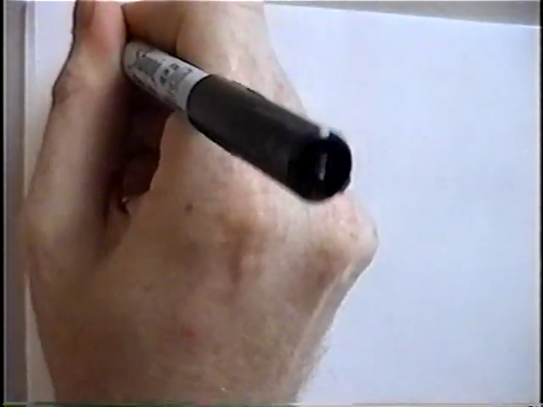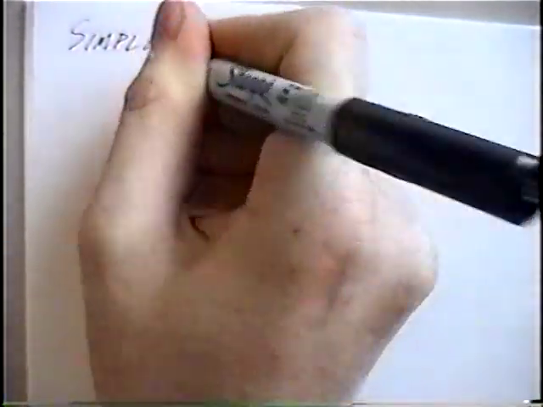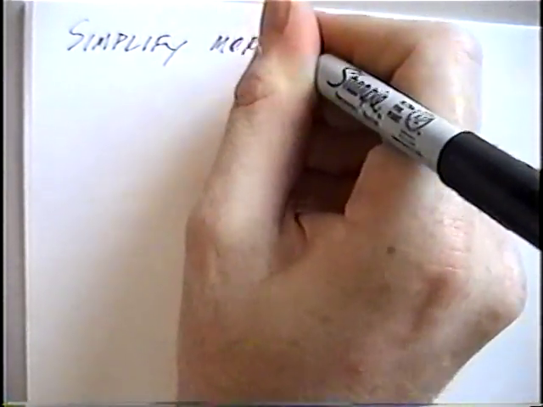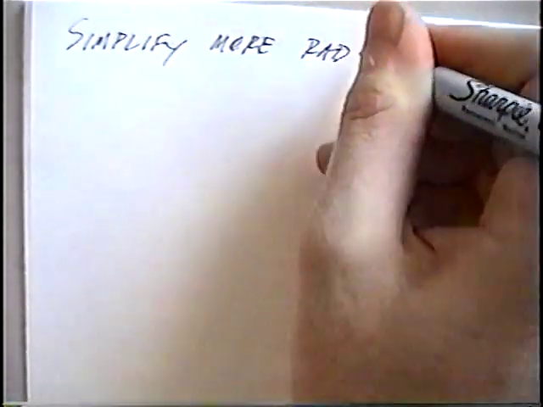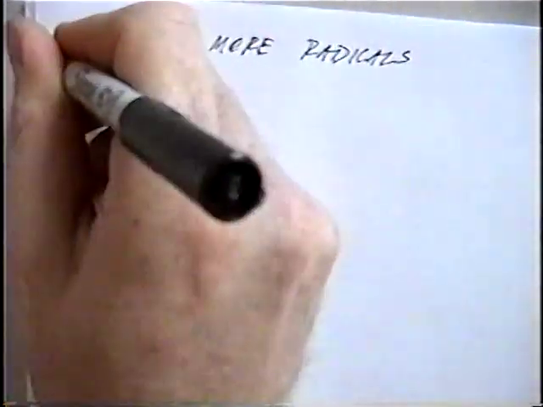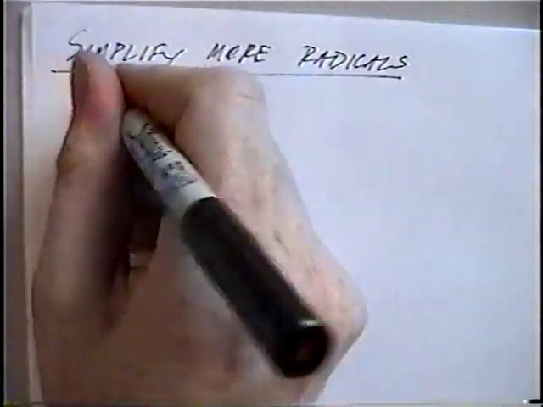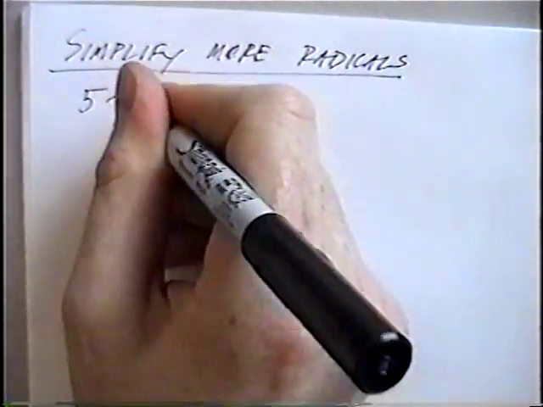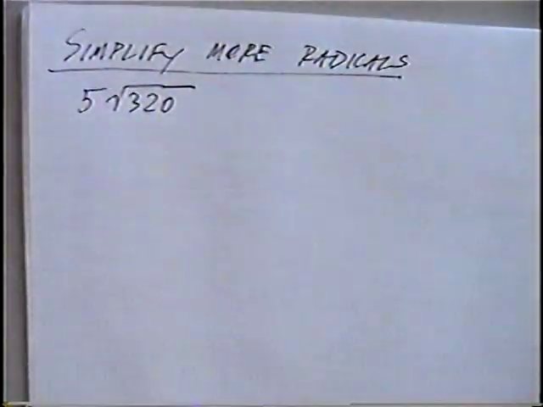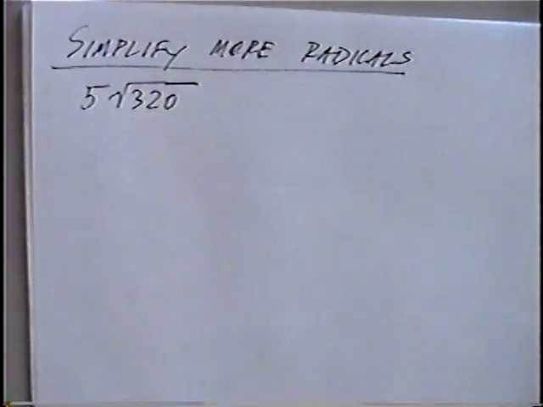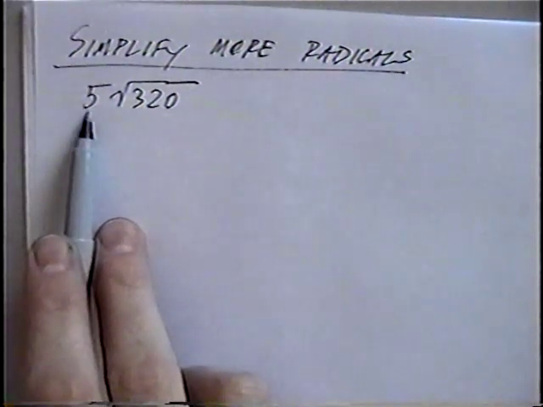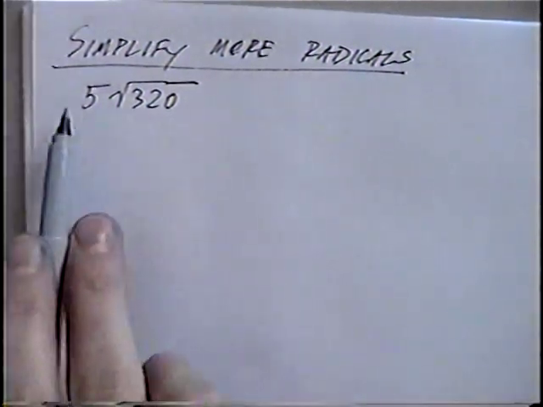Last section of notes today is titled Simplify More Radicals. First question for the section is 5 radical 320. For this problem we have an extra 5 outside the radical sign, which means we'll multiply our final answer by 5.